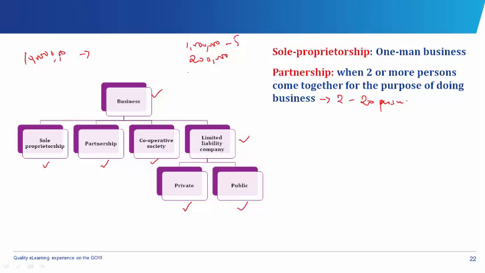So that means they'll share the profit 1:1:1:1:1. But let's say there are just 2 of them, and one person contributes 800,000 naira, the other person 200,000 naira. That means they'll share the profits 8:2 or 4:1. The person that contributes higher takes more of the profits. Now, the contribution is not totally in form of money. It could also be personal contribution.